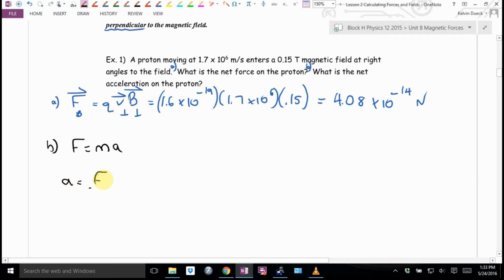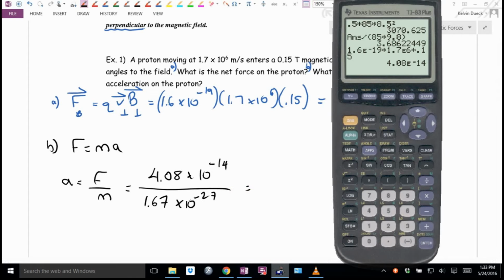a is going to be the force divided by m. The force is 4.08 times 10 to the negative 14. The mass, it's a proton. That's charge. Thank you for playing. 1.67. So if I take this number and I divide it by 1.67 times 10 to the negative 27, I get a massive acceleration. Is that fast? Okay. If it was a speed, but it's not, it's an acceleration.